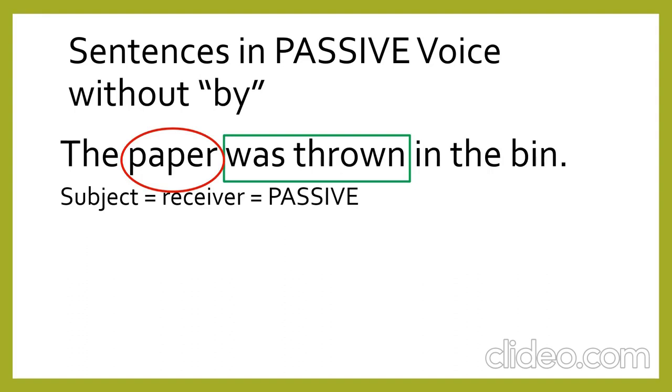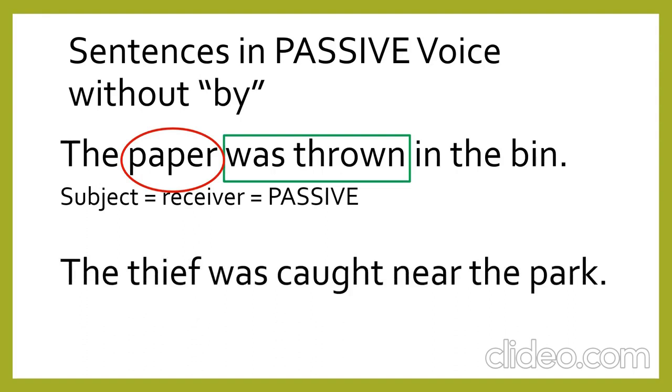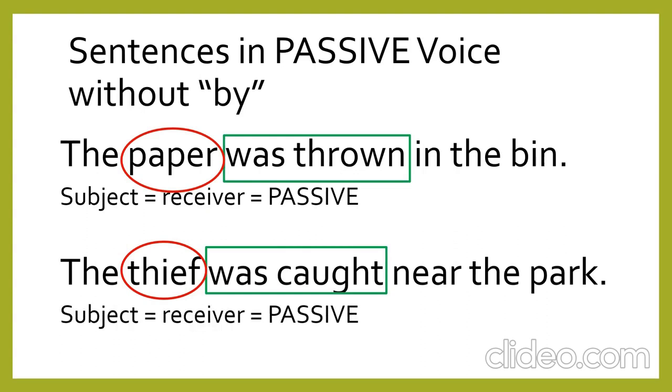And look at the example sentence. So there is no by, but it's clearly stated that the subject is the receiver. So if the subject is the receiver, it's in passive voice of the verb. Another example. The thief was caught near the park. Let's identify the verb. The verb is was caught. The subject is thief. Now ask yourself again, is thief the receiver or the doer of the action? So definitely thief is not the one who did the action of catching, but thief is the one who was caught. Okay, so the subject is the receiver, and definitely it's in passive voice of the verb.